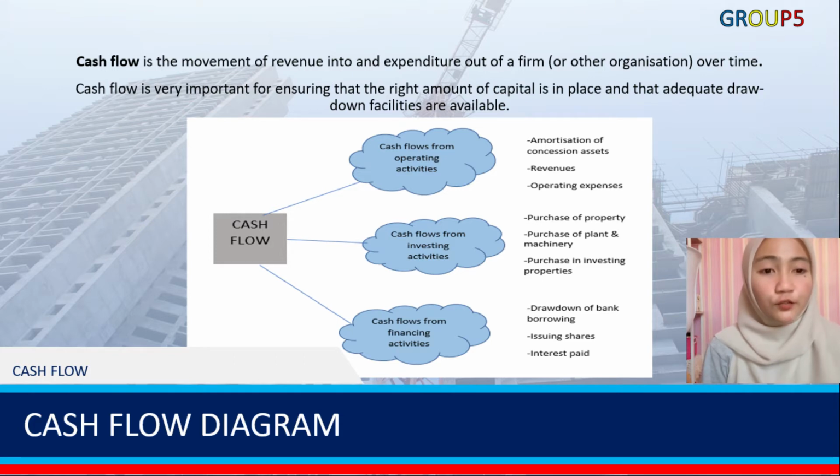Examples of cash flow from operating activities are amortization of concession assets, revenues, and operating expenses. Examples for investing activities are purchase of property, purchase of plant and machinery, and purchase of investment properties. And the last one is financing activities. Examples are drawdown of bank borrowing, issuing shares, interest, and the last one is interest paid.